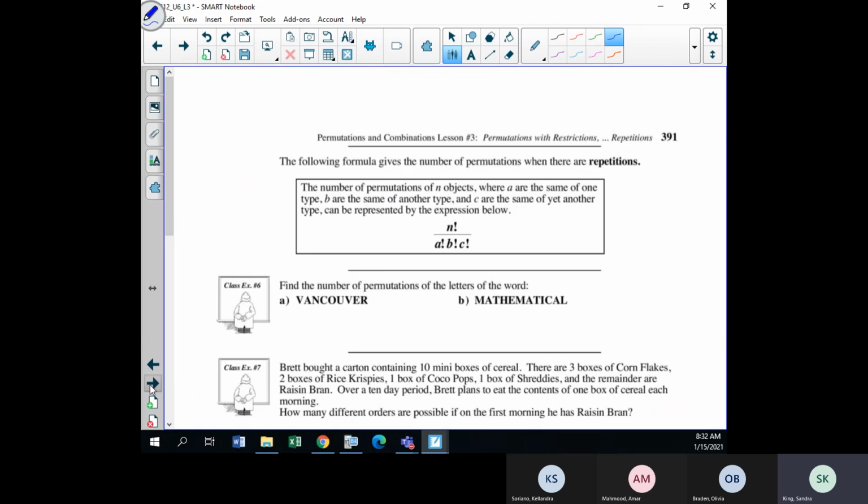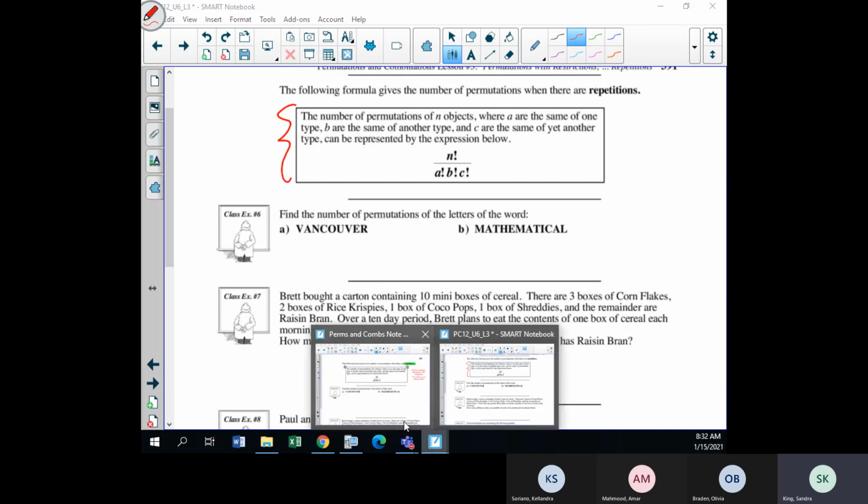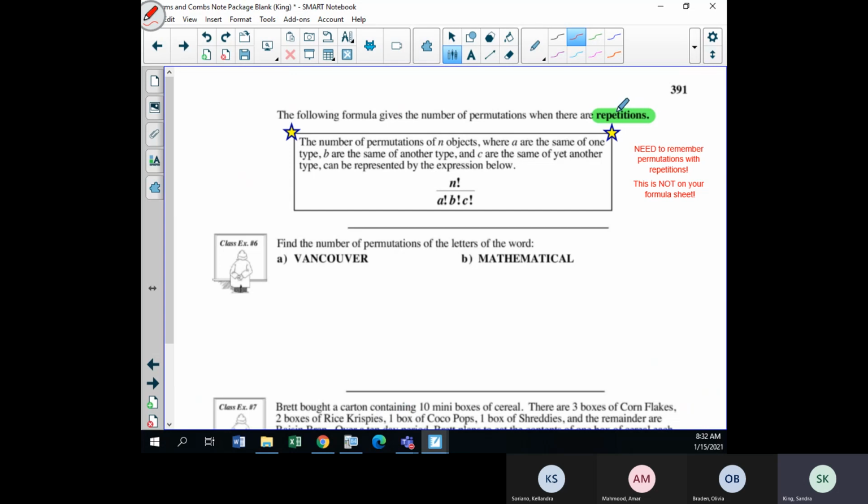So let's flip and let's look at class example 6. Okay, before we get to class example 6, actually I think I have this on a different page right here. Okay, so just highlight again the word repetitions. This is the formula to deal with repetitions. It is not on your formula sheet, and I don't say to students, put this on your study sheet. You guys will know how to deal with repetitions. You will have no issues dealing with repetitions.